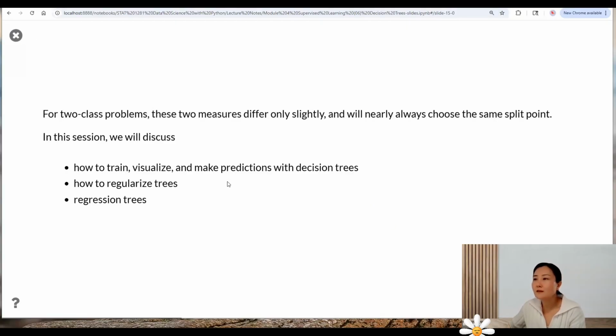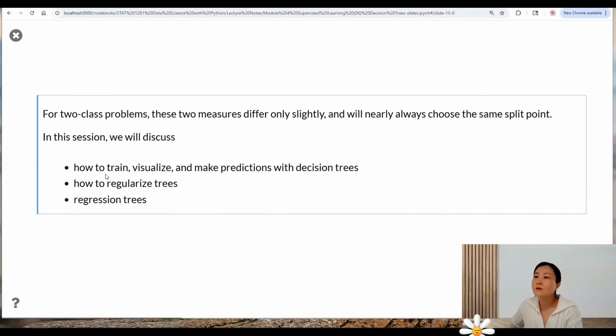All right, so now in this session, we will discuss the following topics: how to train, visualize, and make predictions with decision trees; secondly, how to regularize trees; and lastly, how to build regression trees.